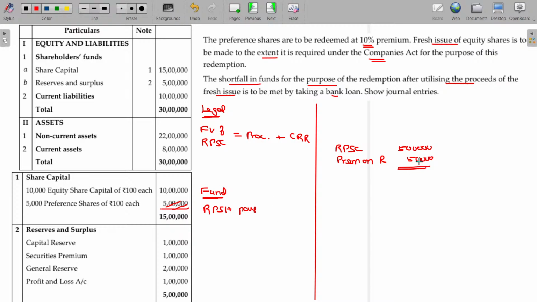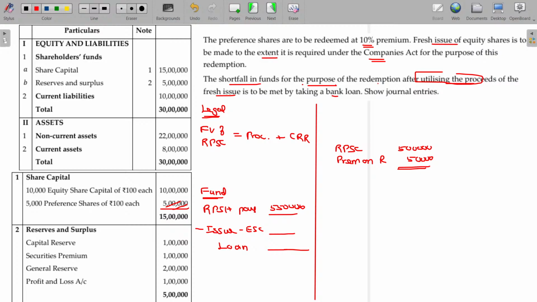How much do we have to pay? 5,50,000 rupees will be payable. How can we arrange it? By issuing the equity share capital. The shortfall in funds for the purpose of redemption after utilizing the proceeds of the fresh issue. The amount you collected can be used for repaying the preference shareholders' funds. The balance, if any, can be arranged by raising the loan.